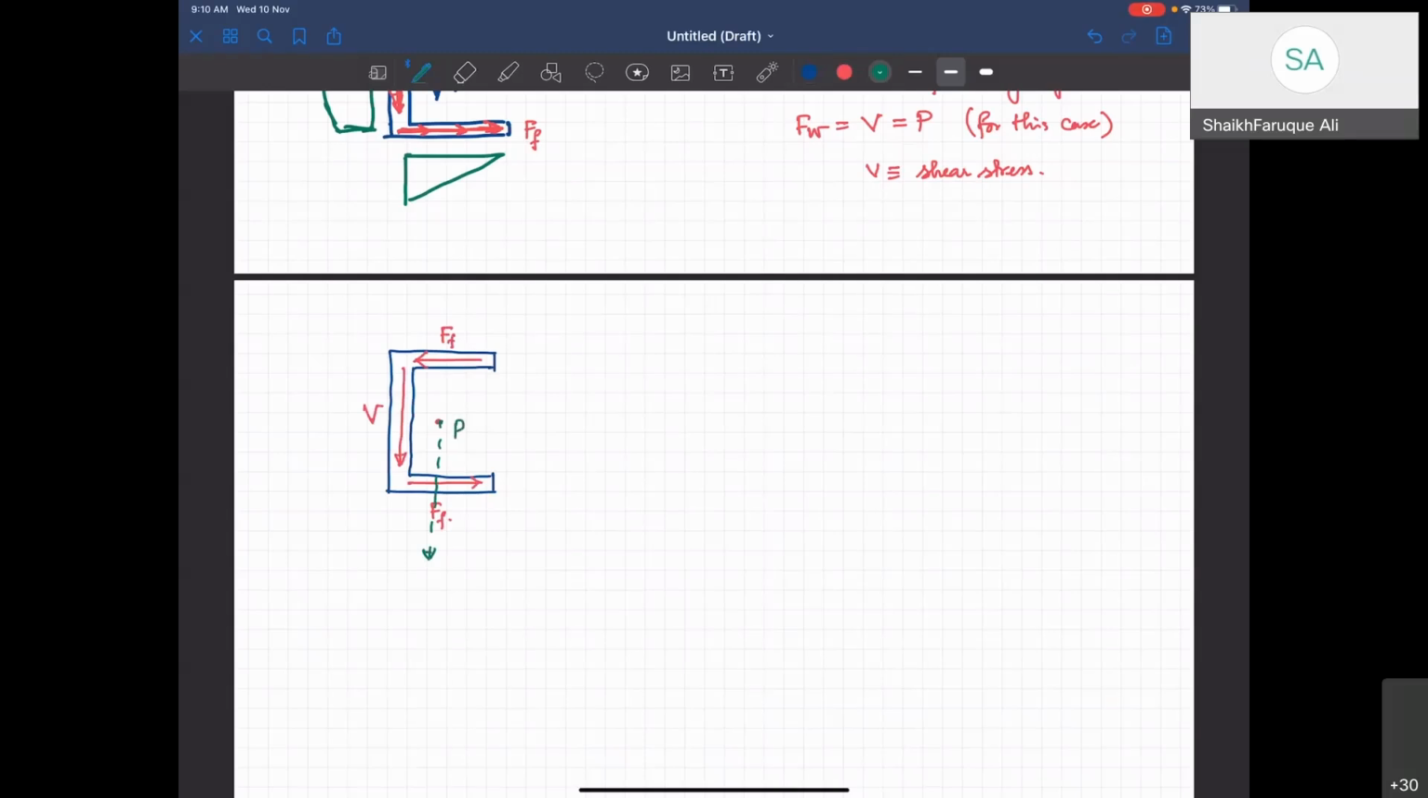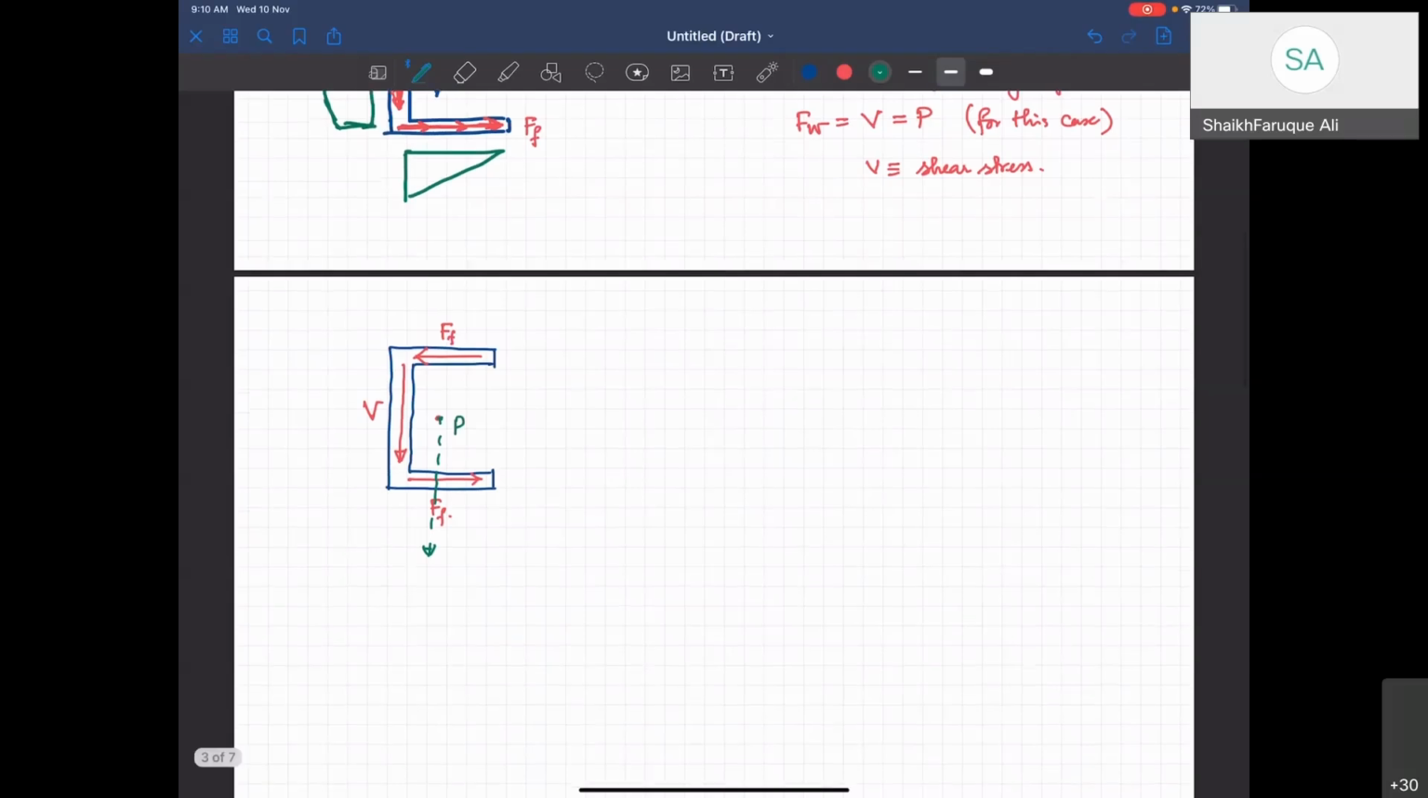Okay. All right. Now, if I take moment of this section, taking moment about, you can take moment about, let's say, vertical line V.